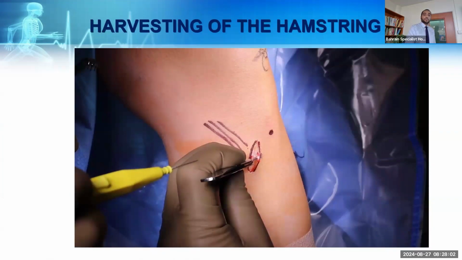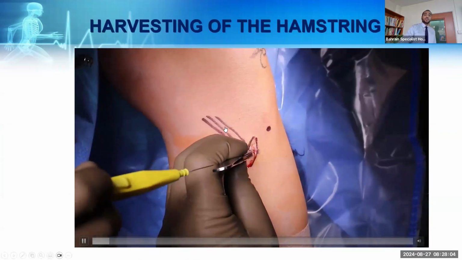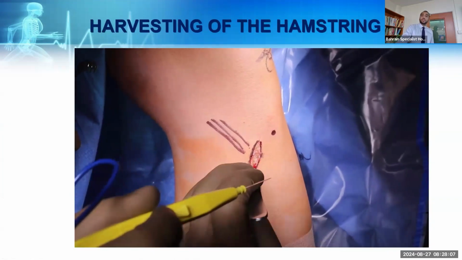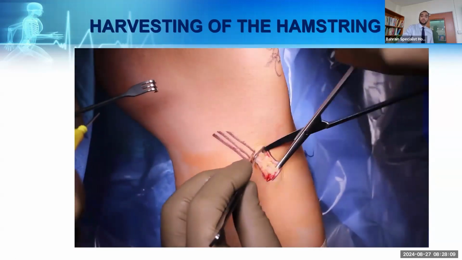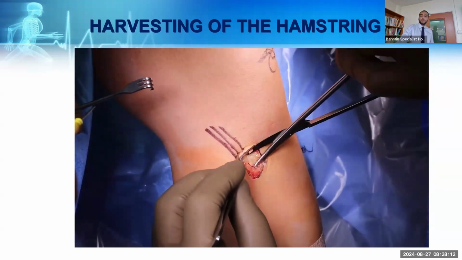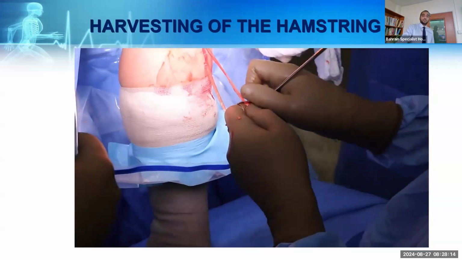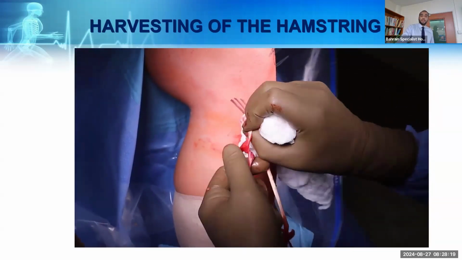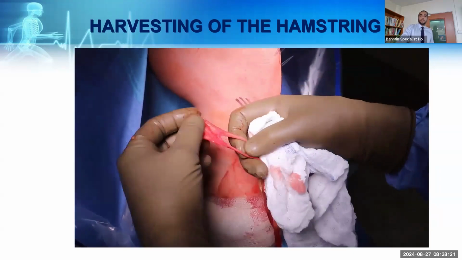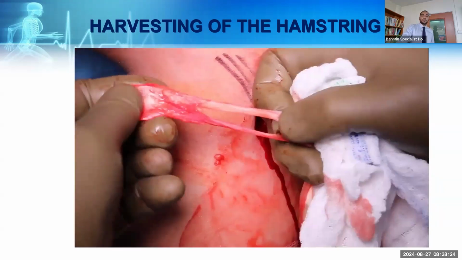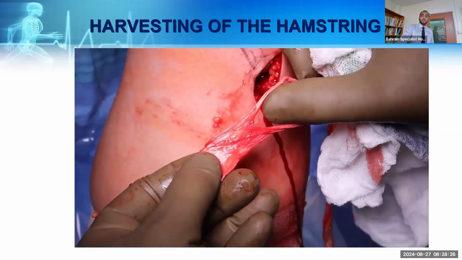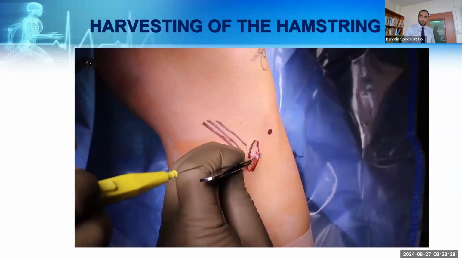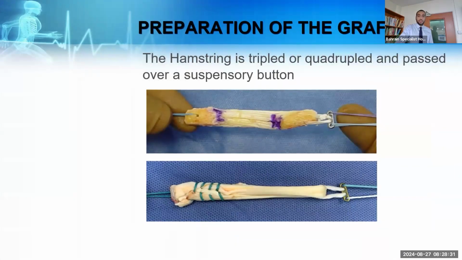So this is a technique for harvesting the hamstrings. We make a small incision on the medial side of the tibial tubercle. We dissect the soft tissue, remove the fat, and then pull out the tendon. The hamstring tendons are pulled out, and these are folded upon themselves. We make a quadruple of these 2 tendons. After folding on itself and suturing on both the ends, this is how the graft will look.